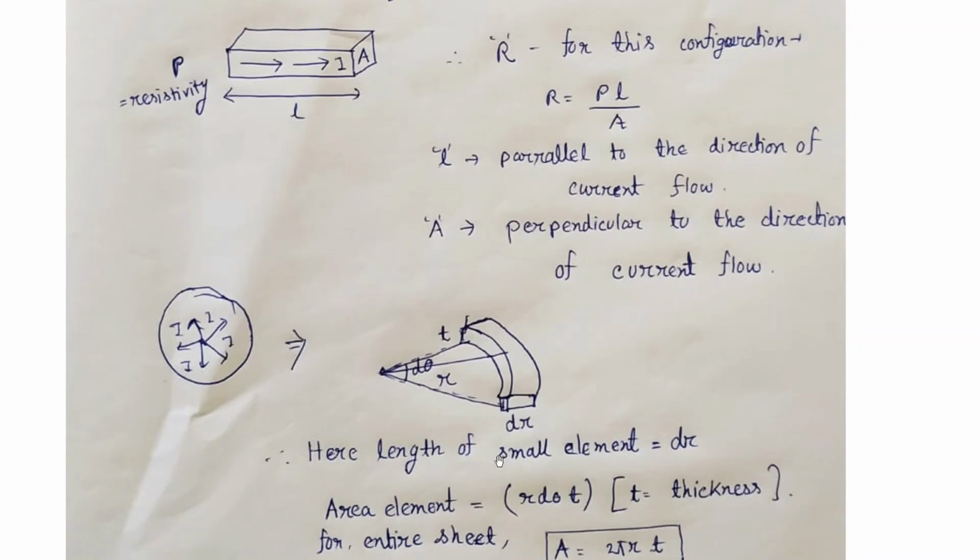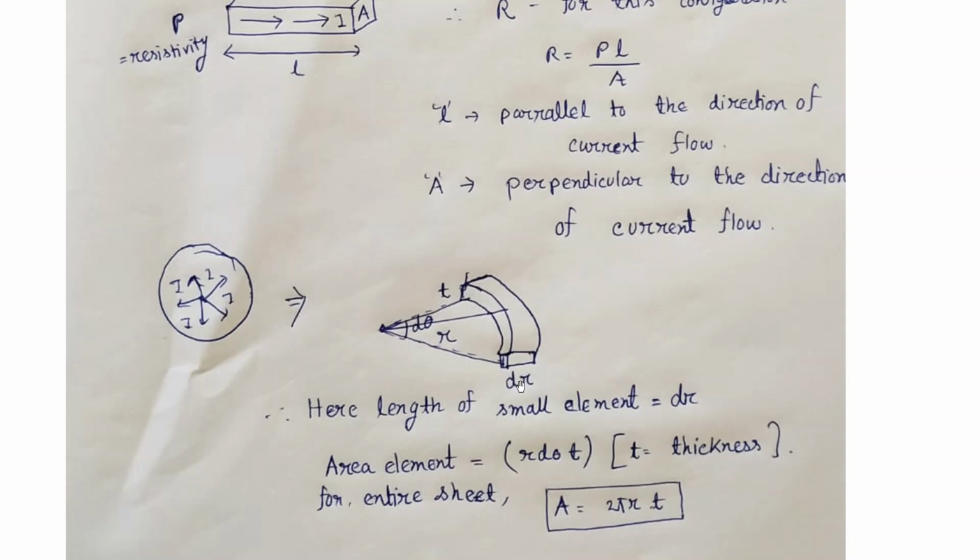Now I am considering an infinitesimally small element of length dr, with arc length r d theta, and thickness t. So I am visualizing a small part of the sheet. This is the cross section, the cross sectional area r d theta into t, a small area element, and I is flowing in the radial direction. So when I passes through this sheet, the length element is dr, which is parallel to I. And what is perpendicular to I? The cross sectional area.